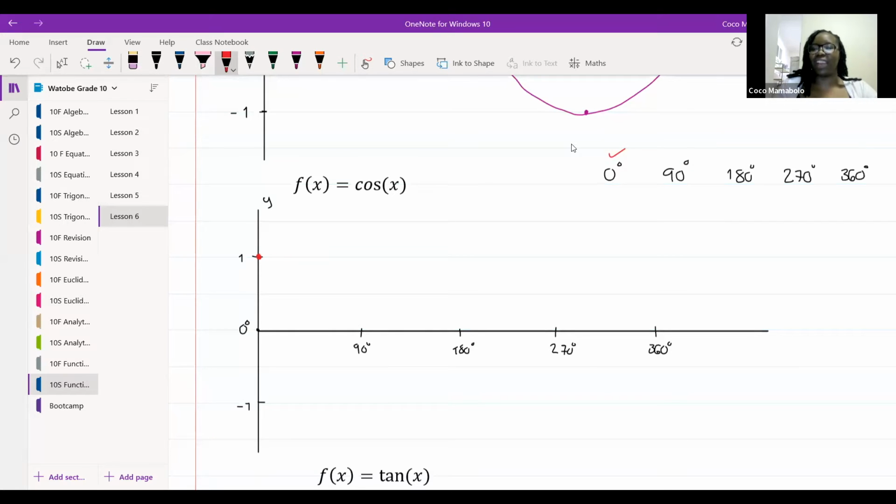Okay, then we go cos of 90. Cos of 90 is 0. So we'll draw the point here. What about cos of 180, guys? Cos of 180, -1. Good. And cos of 270, 0. And cos of 360, 1 again. Good. All right, connect the dots, guys. Remember to curve your graph. It's not straight lines. We must curve our graph.